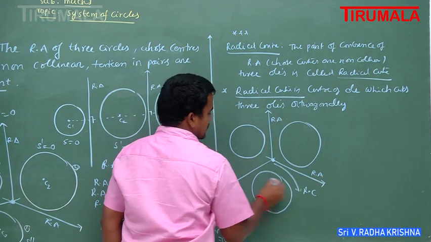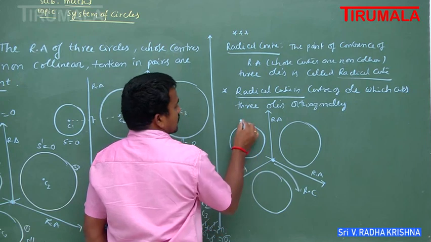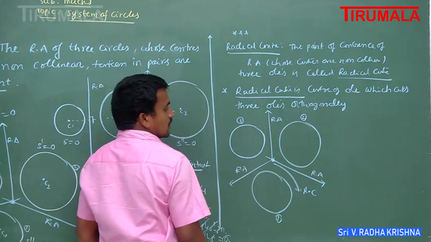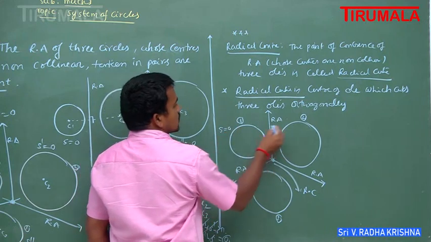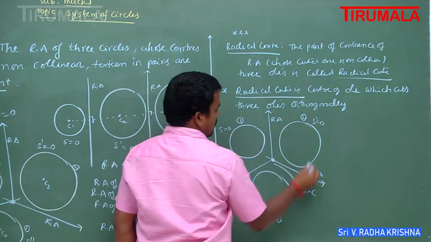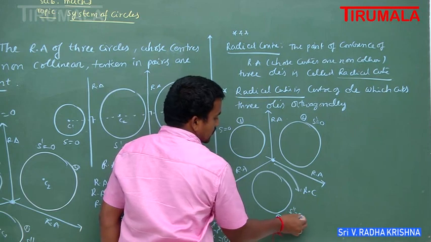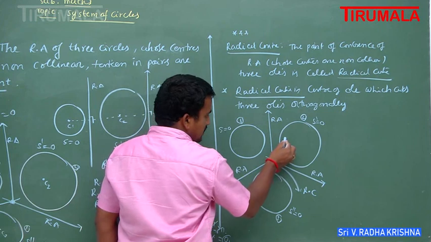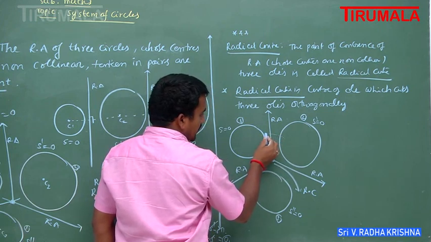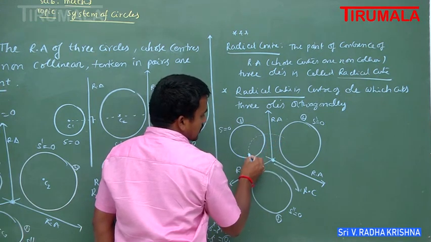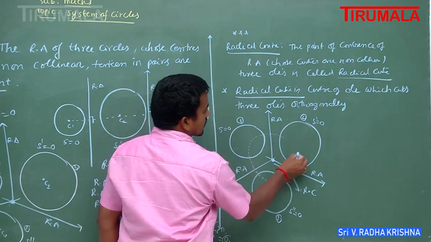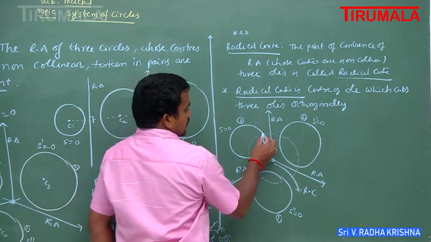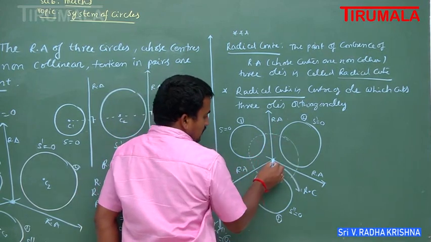This is also a radical axis. This is the first circle, this is the second circle, this one is the third circle. So like this, S equal to 0, S dash equal to 0, S double dash equal to 0. This point is called the radical center, which is the center of the circle that cuts the three circles orthogonally. So this is a very important condition.